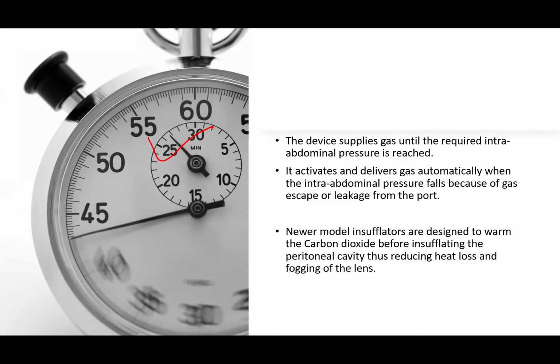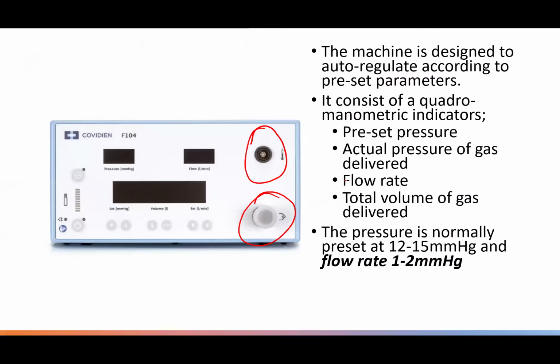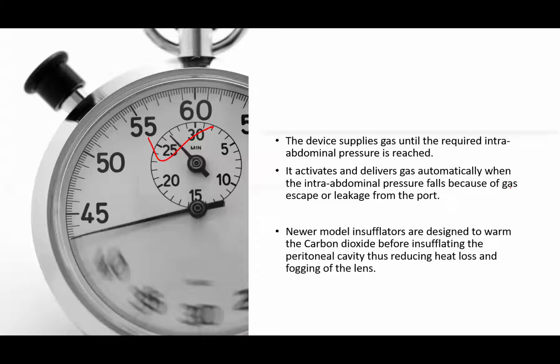Okay, so you have to be conversant with the machine and know that anytime you see a carbon dioxide insufflator, there are 4 parameters you are looking at. 1, the preset temperature. 2, the actual pressure of the gas that is delivered. Then the flow rate is very important, because if it is high, there is risk of gas embolization. Then the total volume of gas that is delivered.